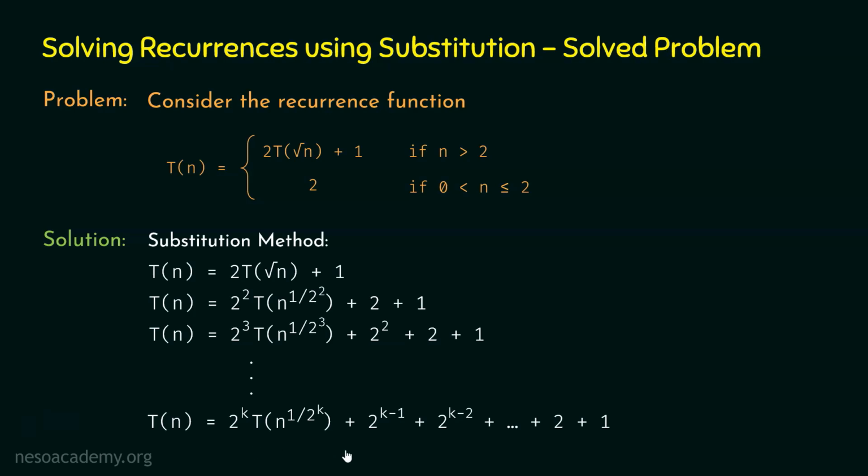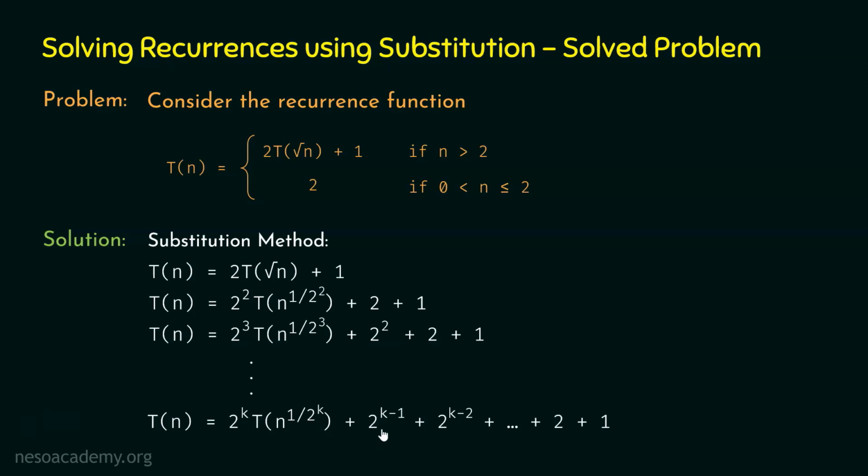We are getting this from this pattern only. Here we can observe we have n^(1/2^3). Here we have n^(1/2^k). In place of 3, now we have k here. If we have 3 here, then we must also have 3 here. Similarly, if we have k here, then we must also have k here. That's why I have written 2^k here.